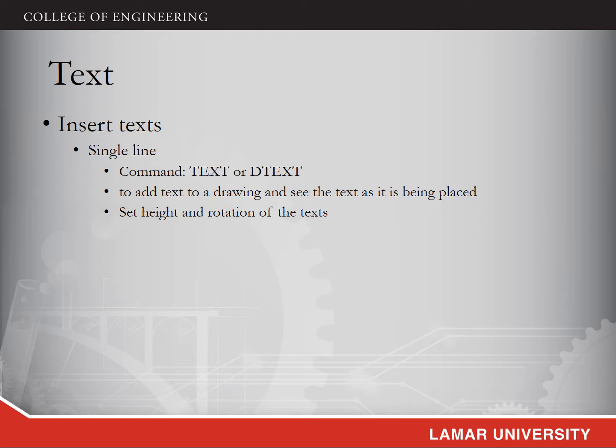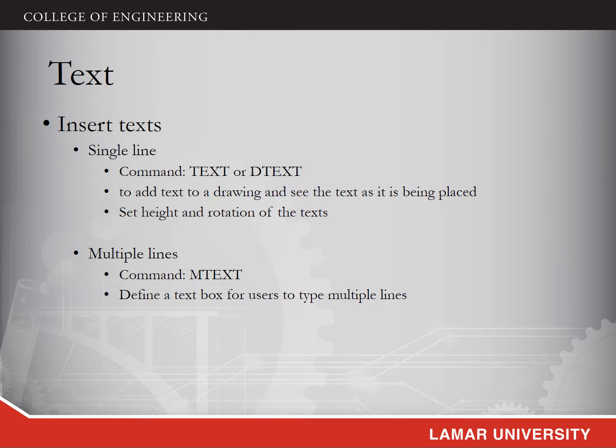In the first method, you can use the command text or dtext to generate a single line text. With this command, you can select any location in the drawing file and place the text in that location. And you can also set the height and the rotation of the text.